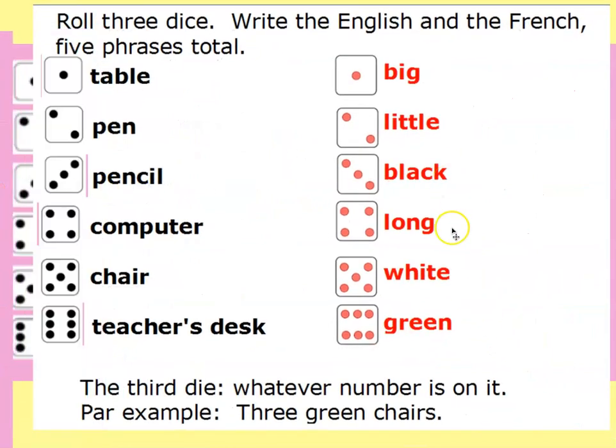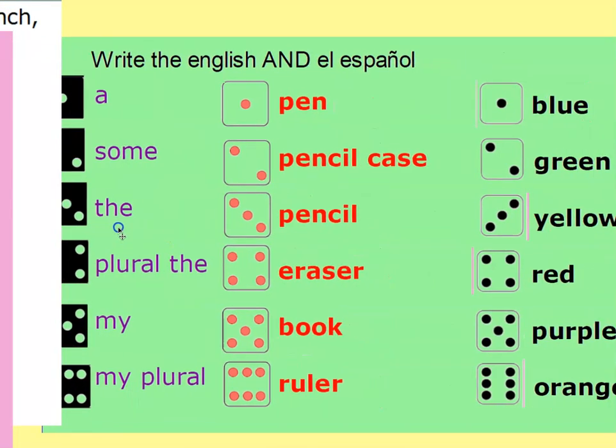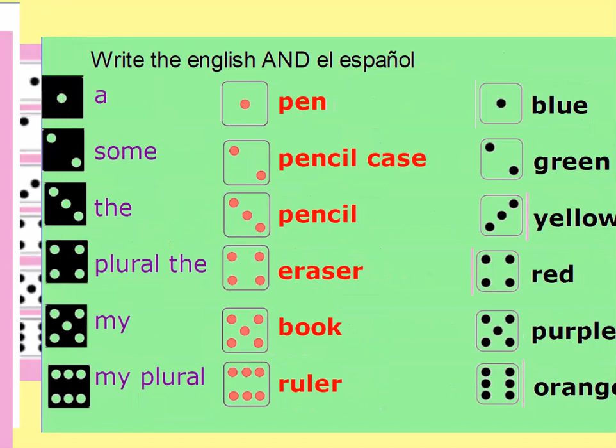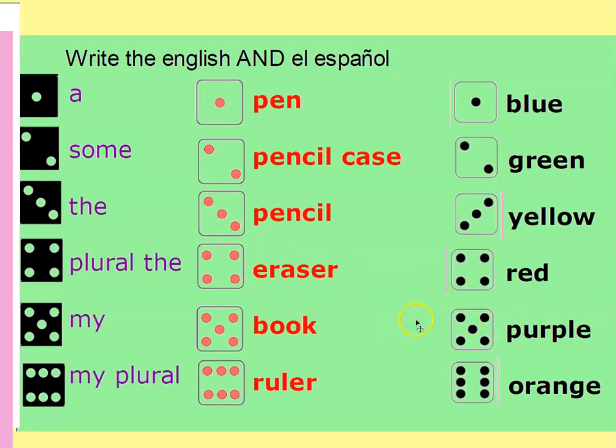And then this is matching adjectives to nouns. And then, will this be in front? No, that's in back. Smart of me. And then this is singulars and plurals. So here I've got 3 dice going on. And matching adjectives to nouns.